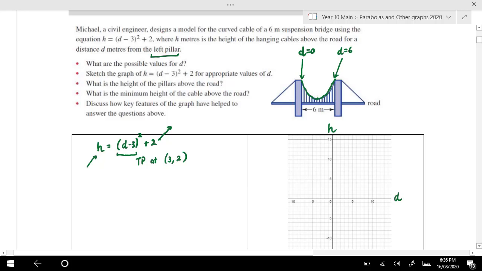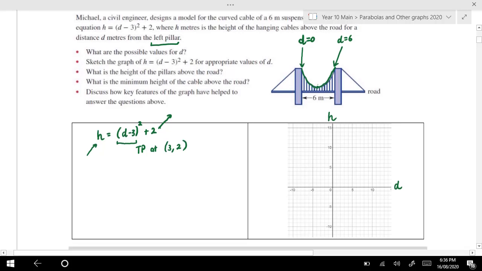So we could do this just as per normal. First of all, let's sketch the turning point here, (3, 2). So go across 3 and up 2. That's going to look something like that. And let's go ahead and find not the y-intercept, it would be the h-intercept.